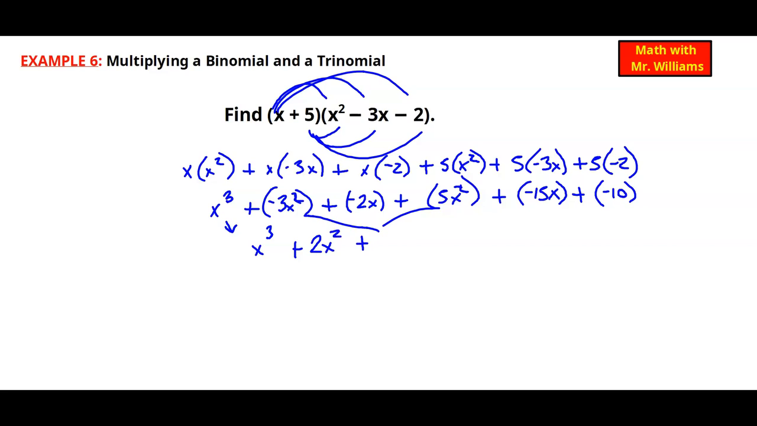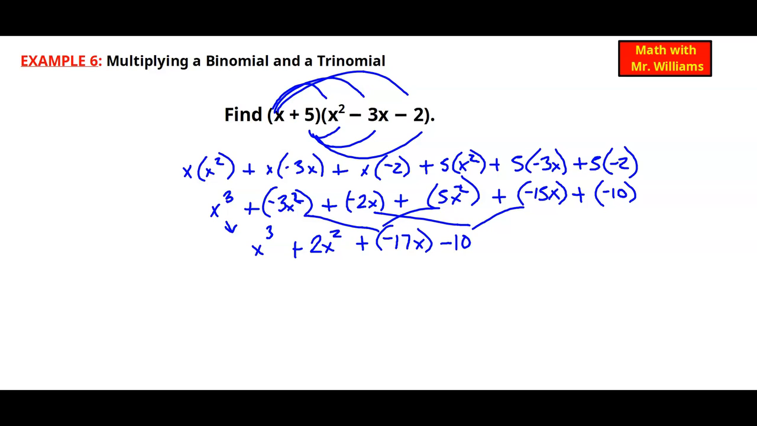All right, go on to the next one. So now we have a negative 2x and a negative 15x. When we add those two up, they're both negative, gets a bigger negative number. So we have a negative 17x. All right, and then now we have just that negative 10, so we're just going to change that straight up to a minus 10.